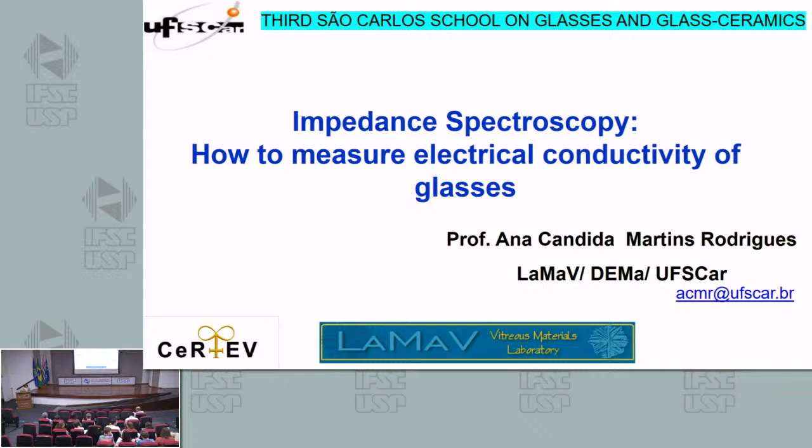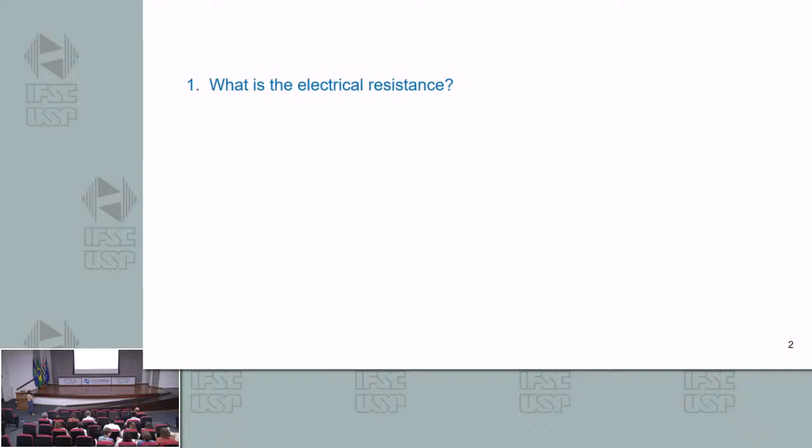So that's it. I will talk about impedance spectroscopy, or how to measure electrical conductivity of glass. First of all, I'm sure anyone who has dealt with electrical properties here has also dealt with impedance spectroscopy. So the first simple question: what is electrical resistance? I would say it's the obstruction of the current, or electrons or charge, to flow. Not a very important definition. It's the resistance of the electrons to flow.